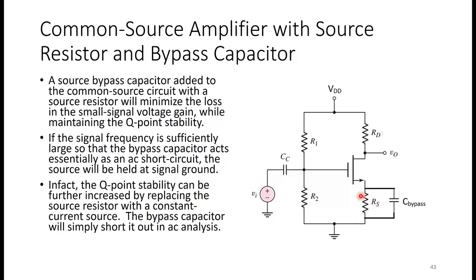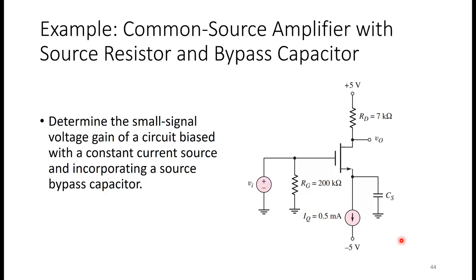Now the example that I said will be the final example. Let's determine the small signal voltage gain of a circuit biased with a constant current source and incorporating a source bypass capacitor. So this is RD, RG, RS, but RS here, we said it could be a current source, and you can implement a current source with more transistors, but to make life simple, we'll just replace it with a constant current source symbol here. But we have a bypass capacitor. So when you're doing AC analysis, whatever happens here is just going to be shorted, because this is all going to be a short circuit.